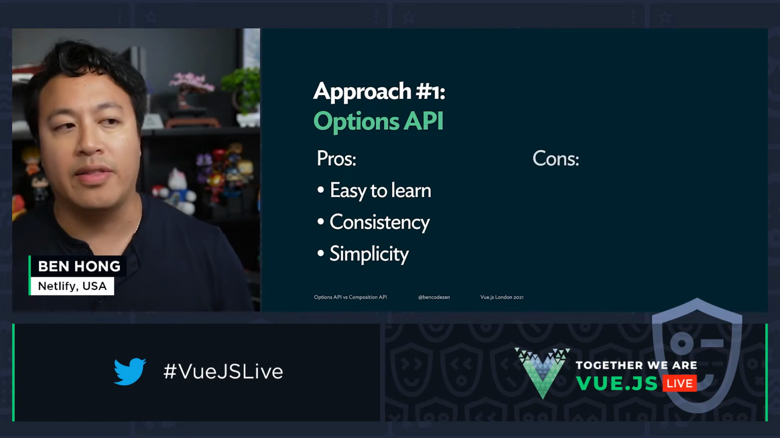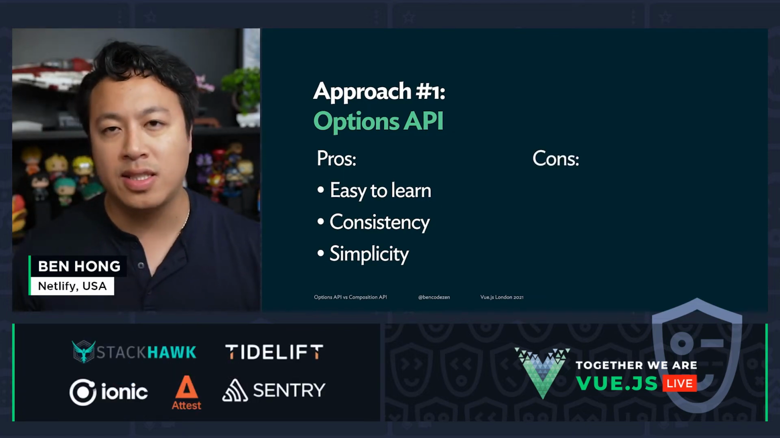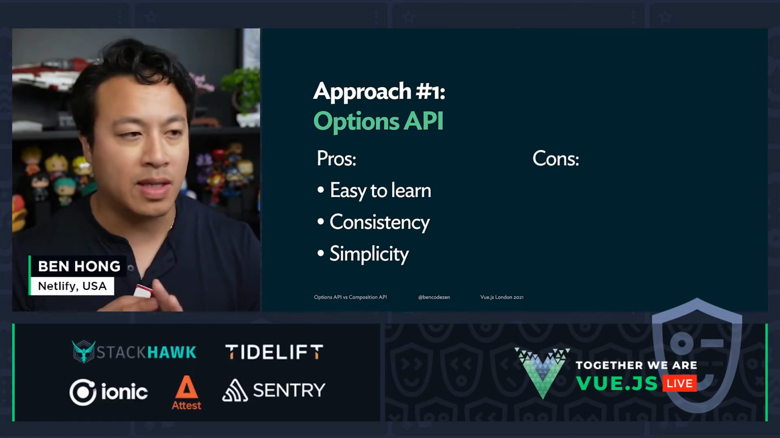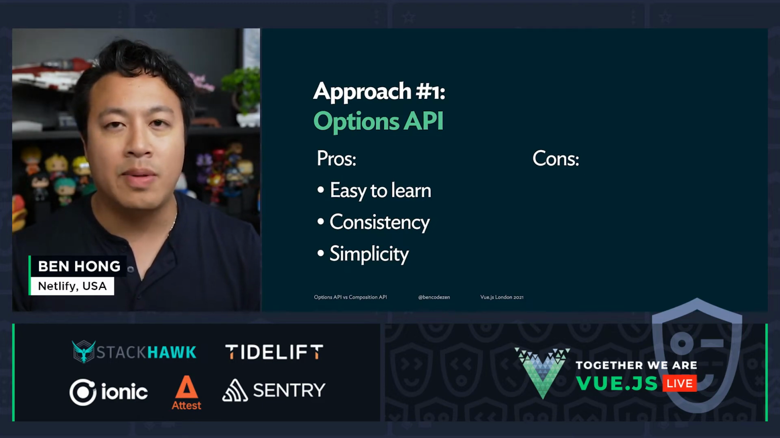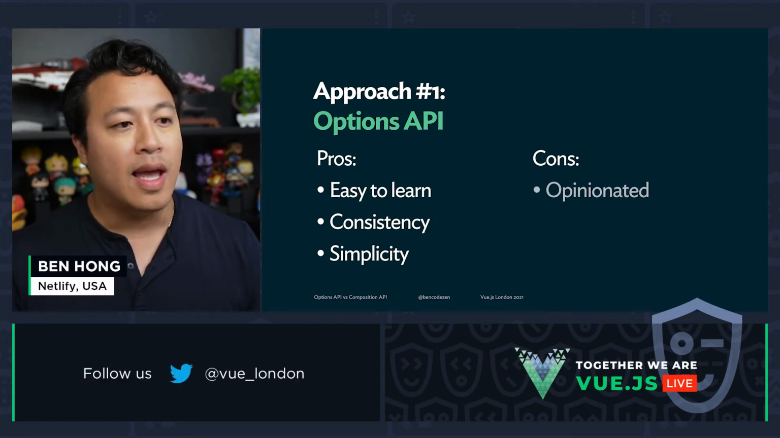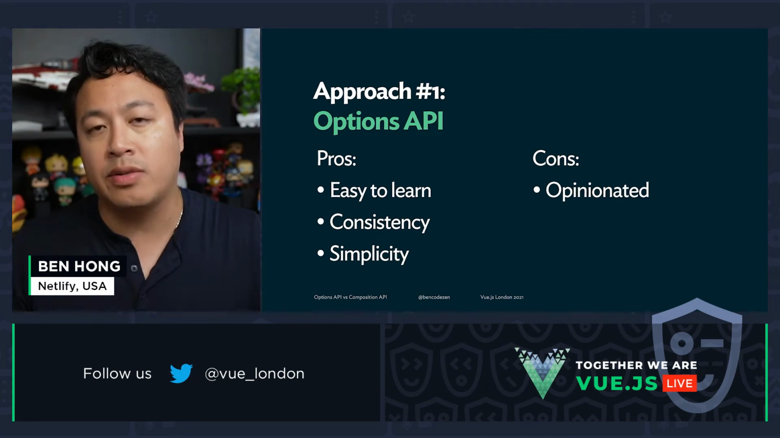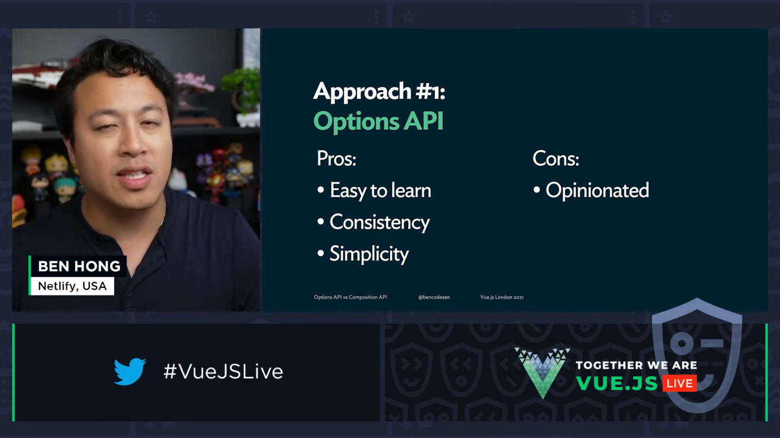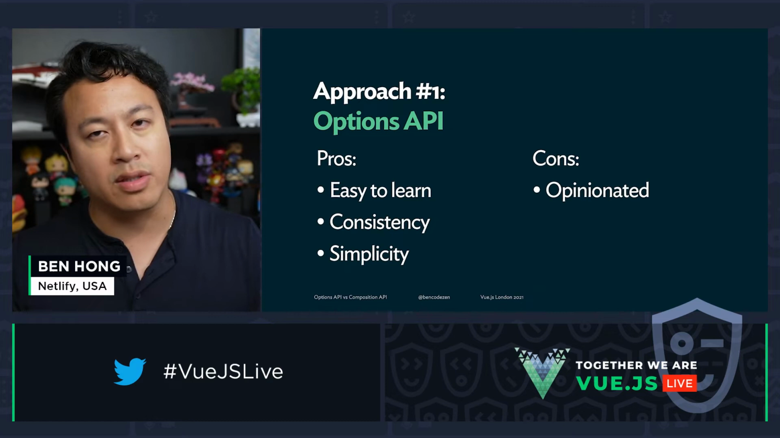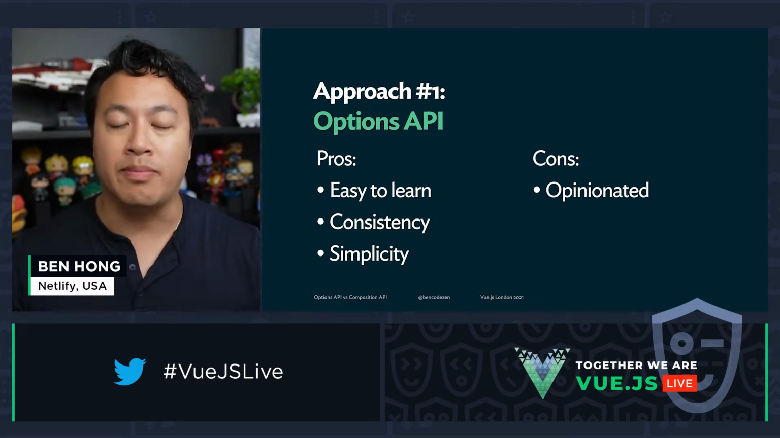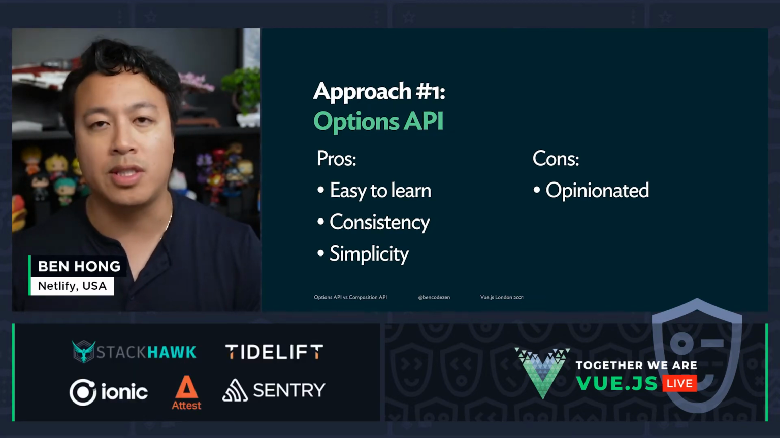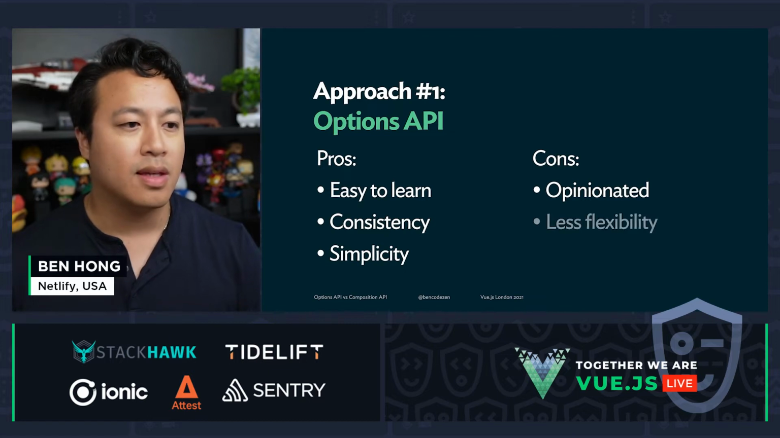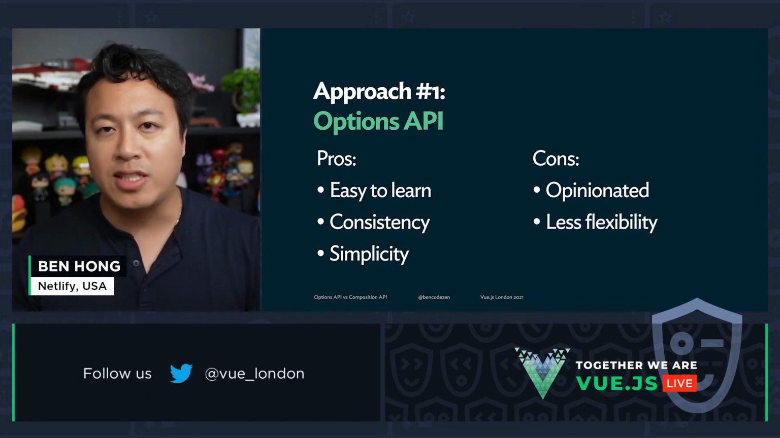But on the other hand, there are cons, right? Every decision in tech has trade-offs. That's something I always try to remind people when it comes to these sorts of things. First of all, it is really opinionated. So in other words, if you don't want to organize your code this way, it becomes rather difficult to get around or do different patterns. And this is one of the reasons Composition API was introduced. As a result, you're going to get less flexibility, right?